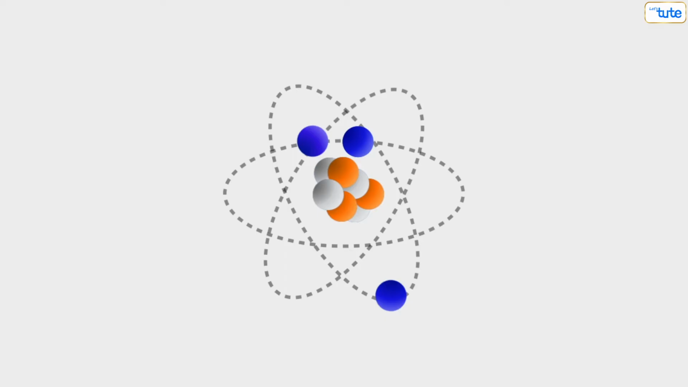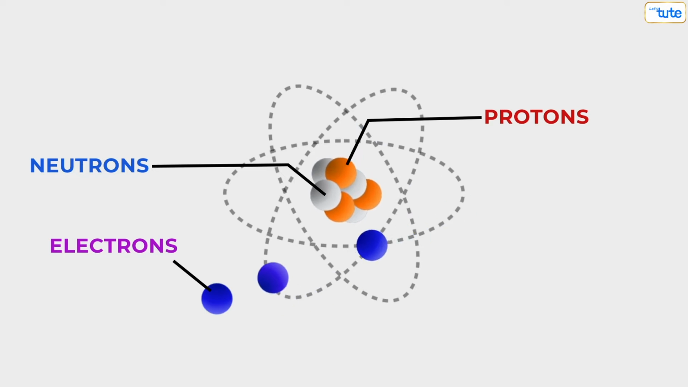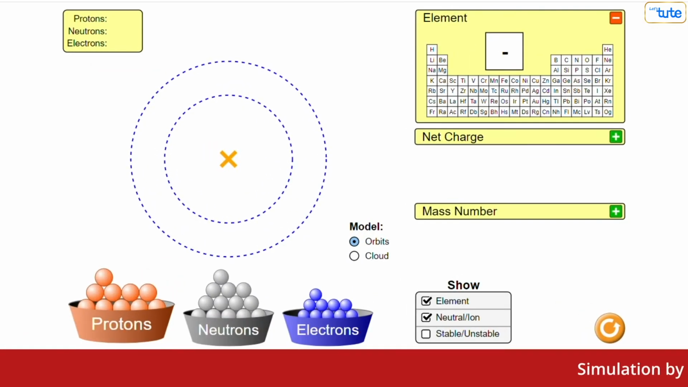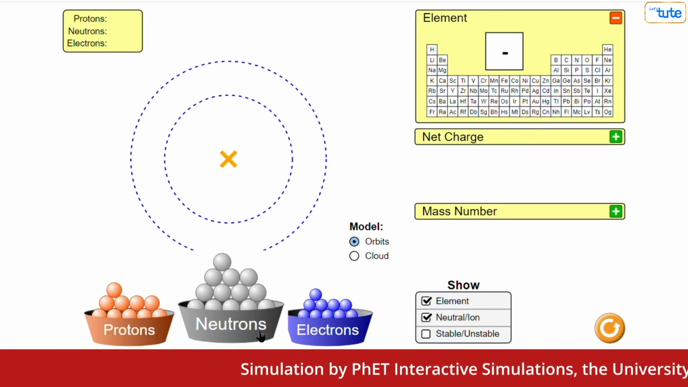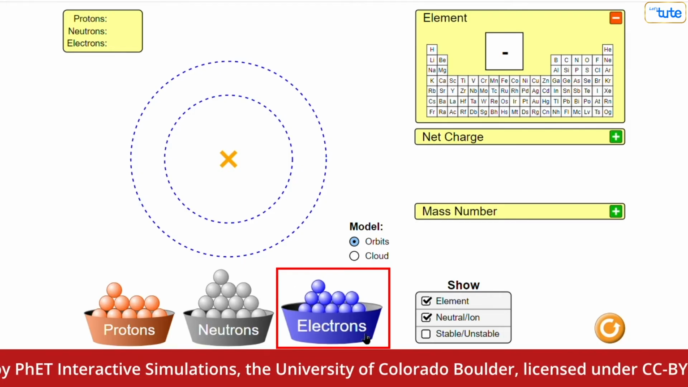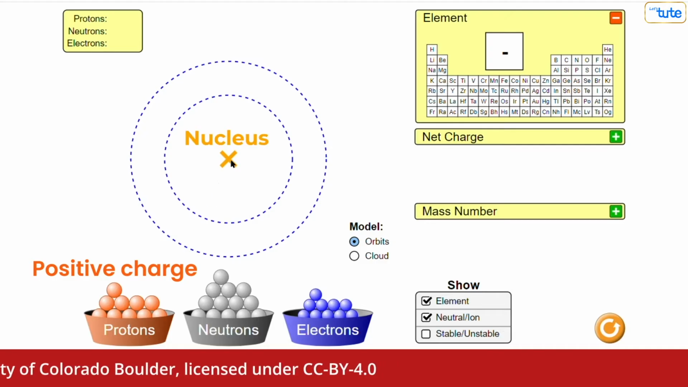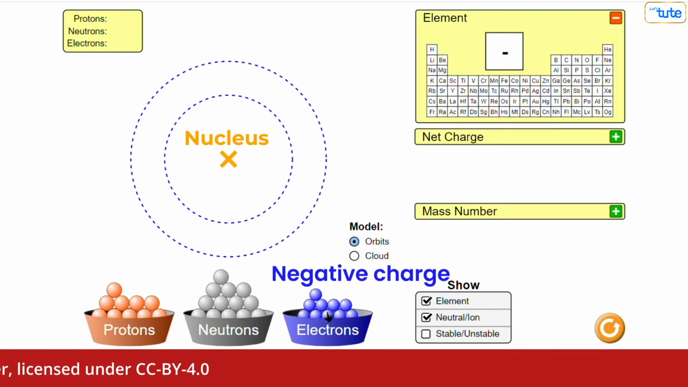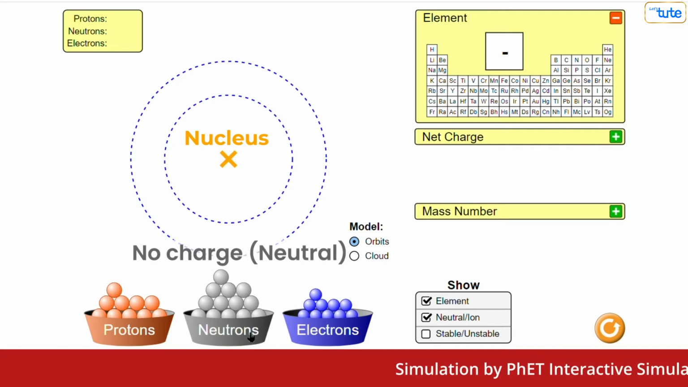Atoms are made up of 3 subatomic particles: protons, neutrons, and electrons. Let us understand each of them individually with the help of a simulator. Here, this orange colored ball represents the protons, whereas the grey balls represent the neutrons and blue colored balls represent the electrons. Now, protons are positively charged ions and present in the nucleus. Electrons are negatively charged and revolve around the nucleus. And neutrons have no charge, hence are neutral in nature.